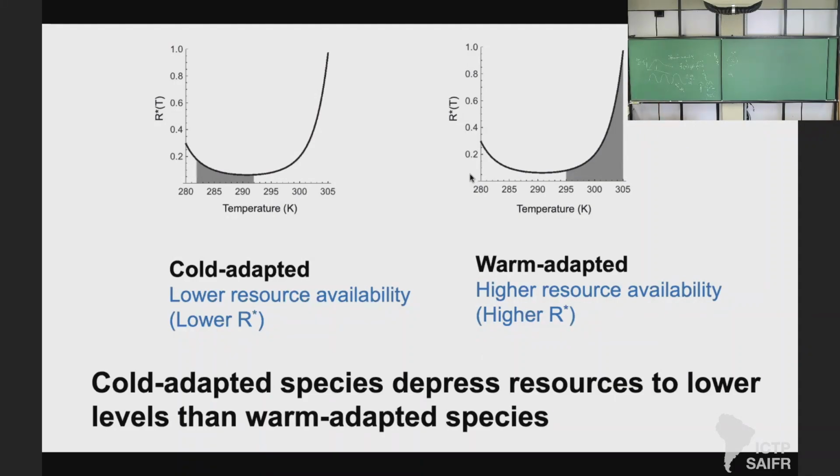So here we have that curve. Cold adapted species are active at lower temperatures. They have on average lower R stars, right? Just like the mortality thing. Warm adapted species actually occupy that part of the curve. They have higher R stars. Do you agree? On average, yeah. It's not resource availability, I've written something wrong there.